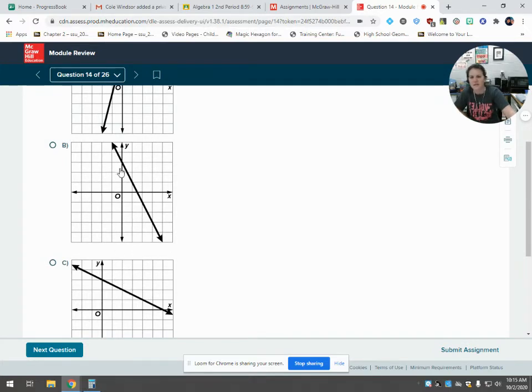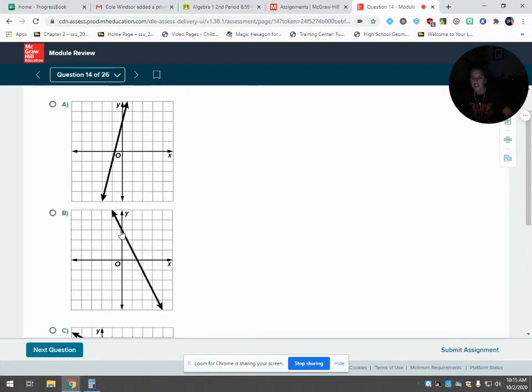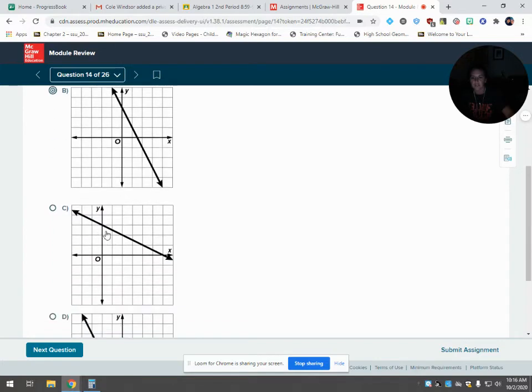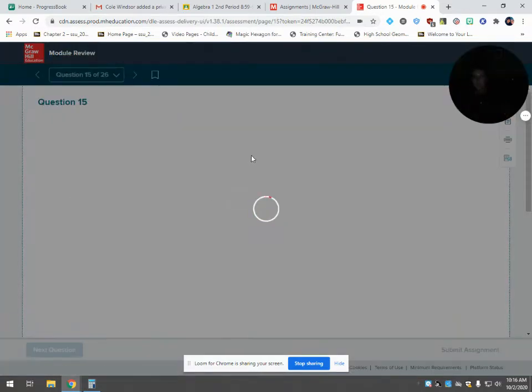Now, how do I decide between each one? Well, looking at my slope, it is down 2 over 1. So let's check it out. Down 2 over 1, down 2 over 1. So it must be B. We'll double check, making sure this one goes down 1 over 2, so it has a slope of 1/2, so it can't be C. Number 15.